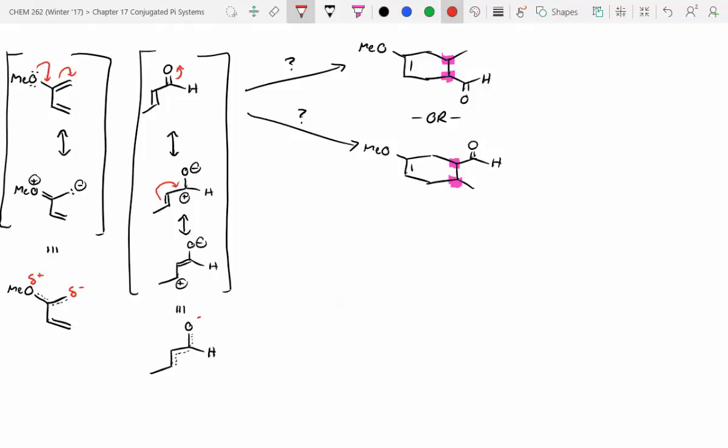So this oxygen's got a partial negative, this carbon down here has got a partial positive, and this carbon right here has got a partial positive. Do we agree on that? All right, so now what I like to do is identify my sticky ends of both my diene and my dienophile, right? So we know that this carbon's going to form a covalent bond, so I'm going to highlight it in blue.